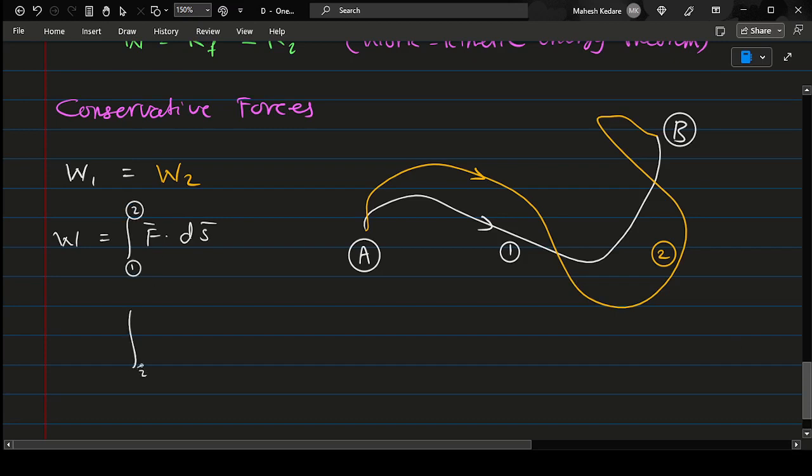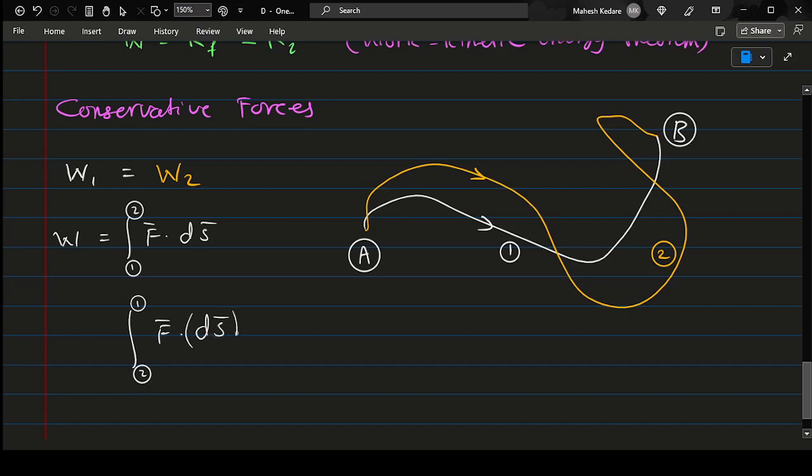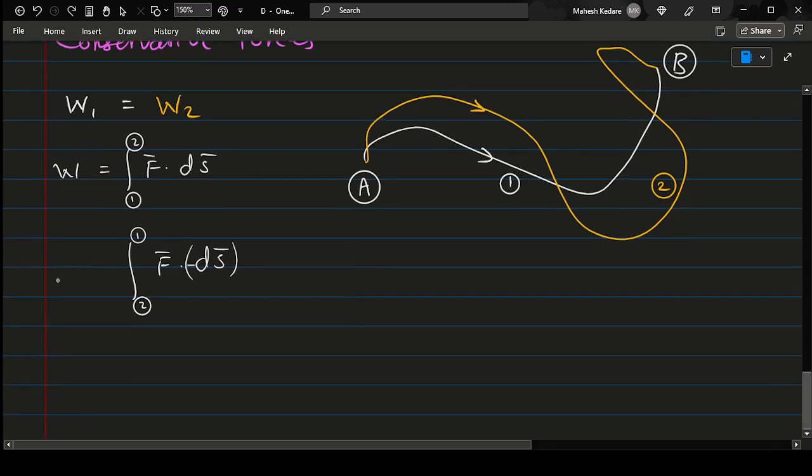If we move from point 2 to point 1 along the same path, then only the direction of the displacement reverses. So, in the present case, the direction of displacement will be opposite to the direction of displacement in the first case. So, we write a negative sign, and we get work, say we denote it by W dash.